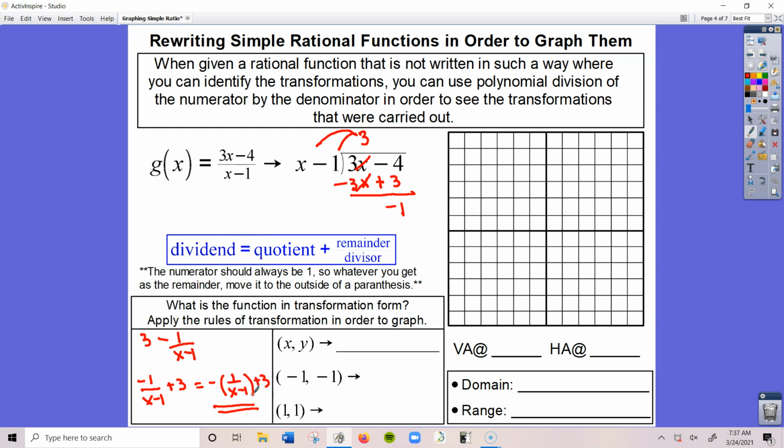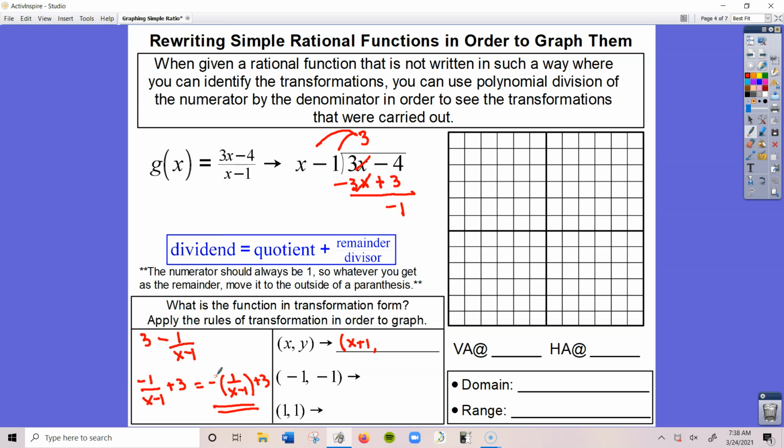This is now in transformation form, and I can tell exactly what rule I would use to be able to graph. So whatever is in the numerator, if it's not just 1, just take it out and put it outside of the parentheses. So this was negative 1, so I took out the negative. That way I can see exactly how I'm supposed to write out my transformations. Now for the rule for my x's, we have x minus 1. So my rule would be x plus 1.